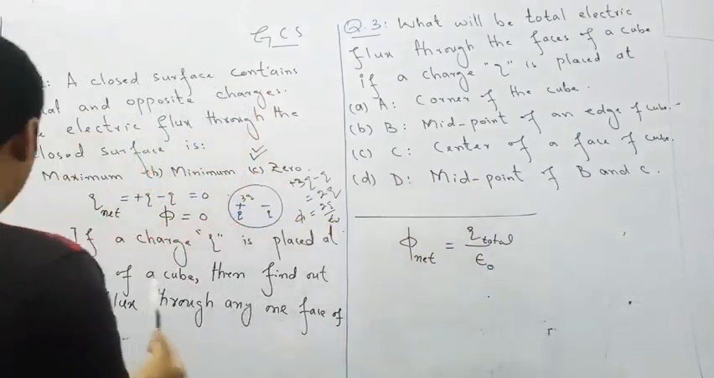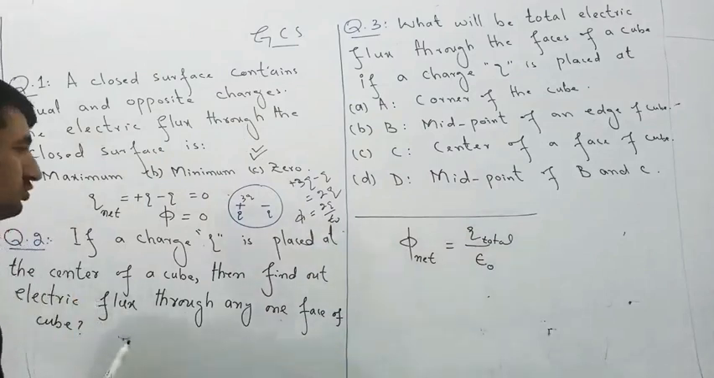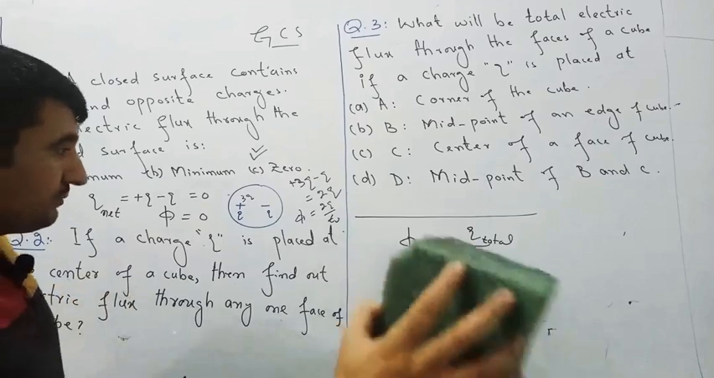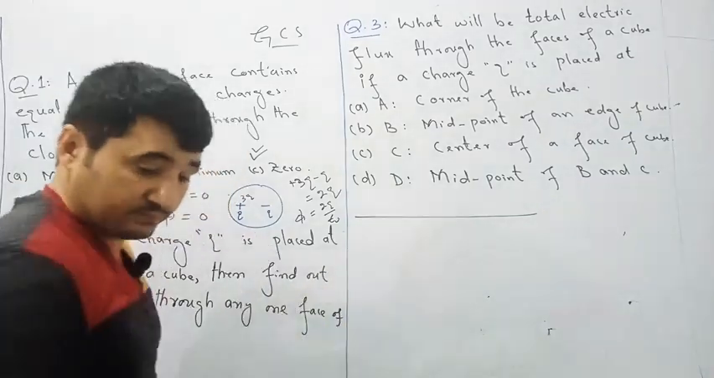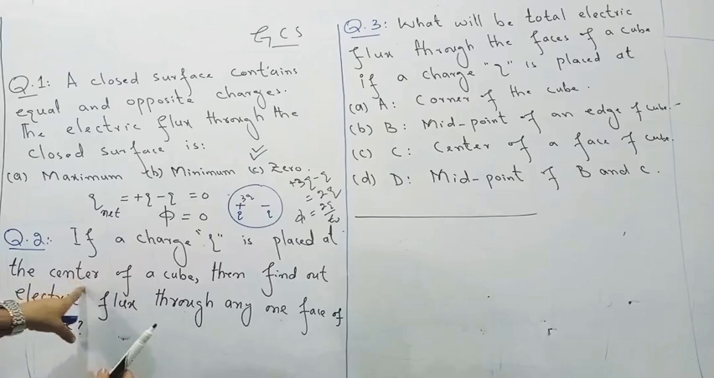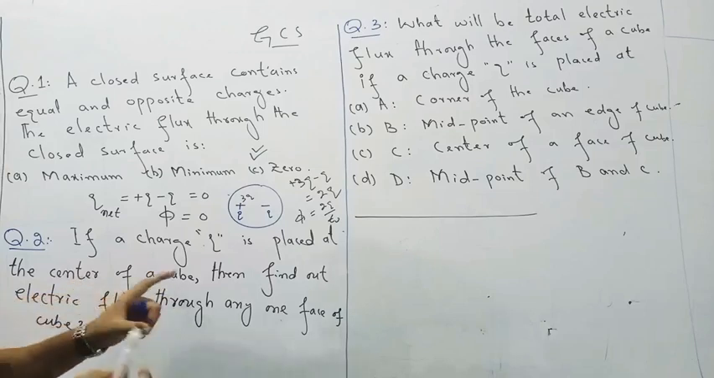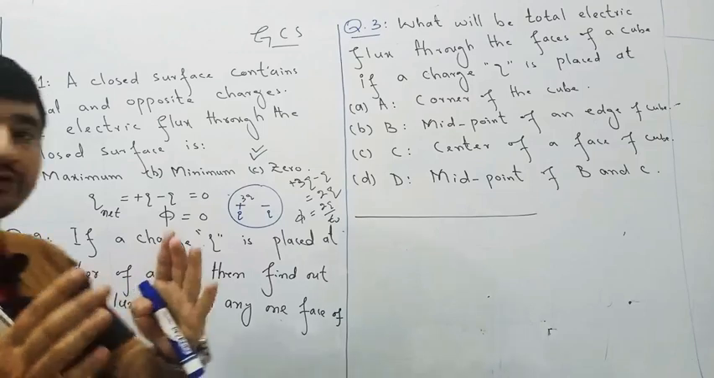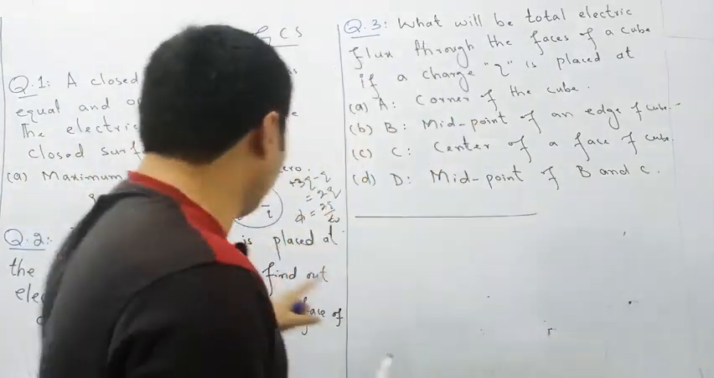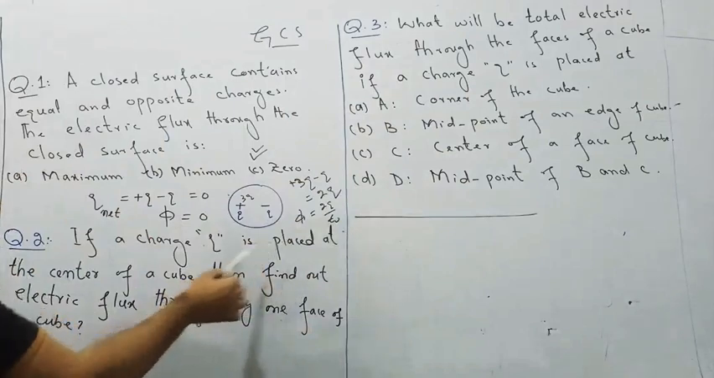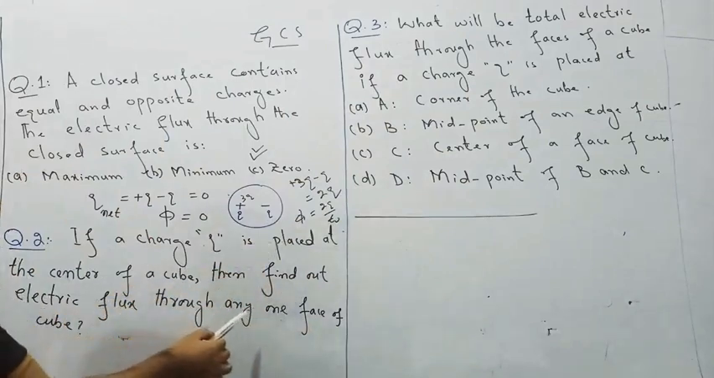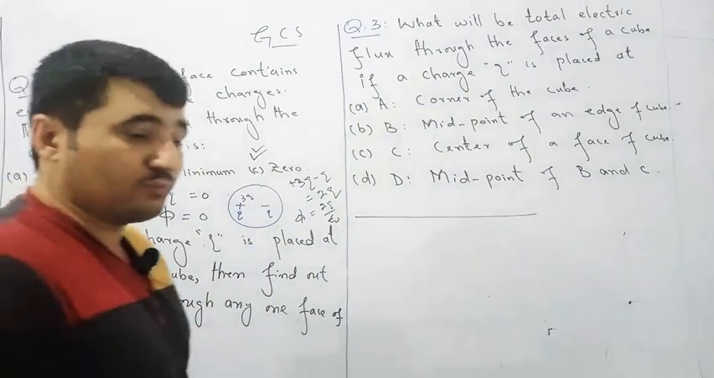So let's come to question 2. For example, if you have a cube, if a charge Q is placed at the center of a cube, and you know a cube has 6 faces, then find out the electric flux through any face of the cube.